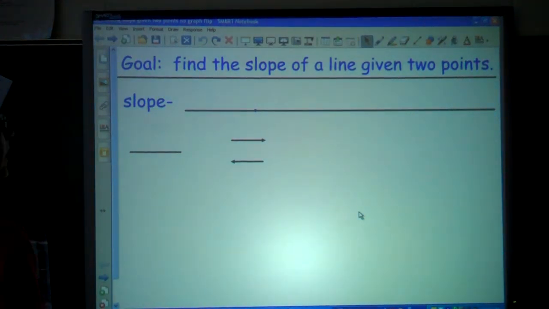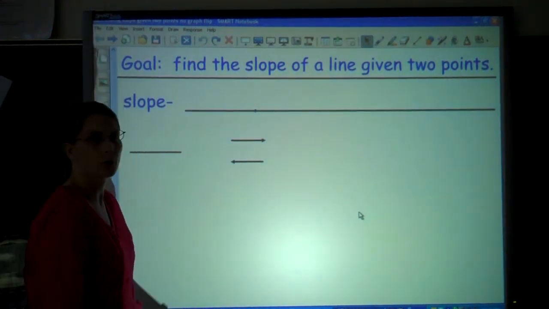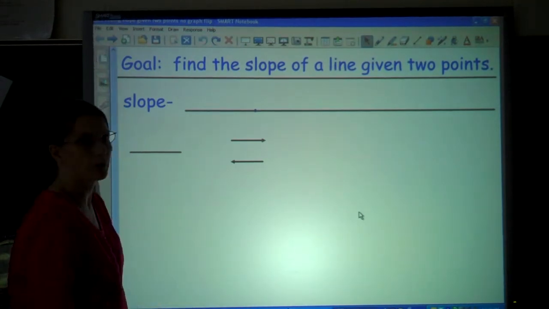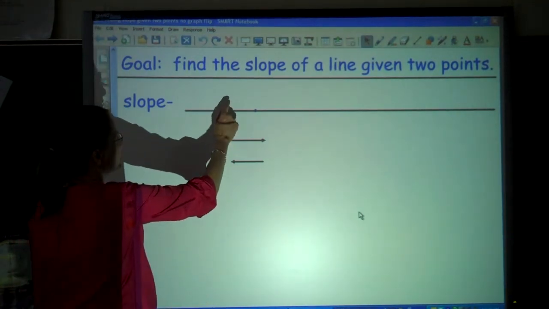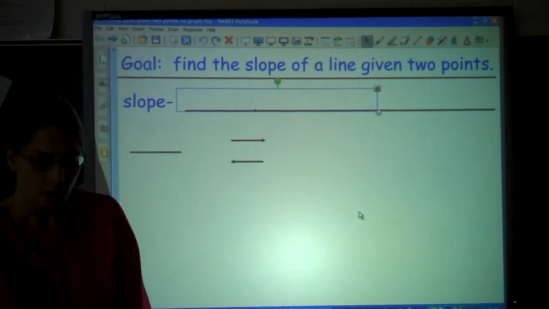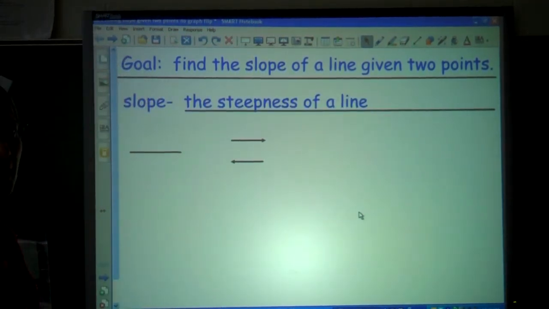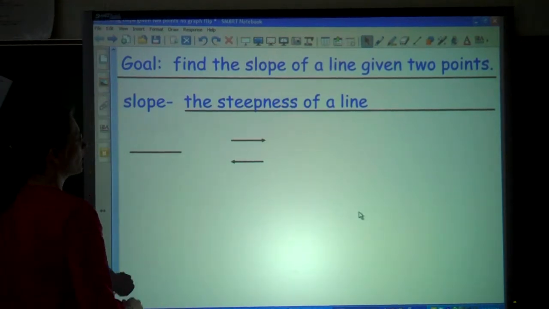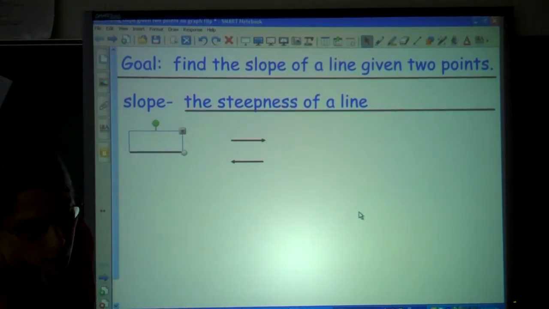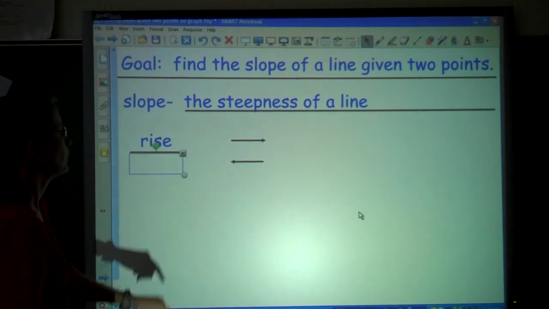Today our goal is to find the slope of a line given 2 points. And these 2 points will not be on a graph. That's what's going to make it different than what we've been learning. So remember, as a review, slope is the steepness of a line. And the way that we write slope is rise over run.